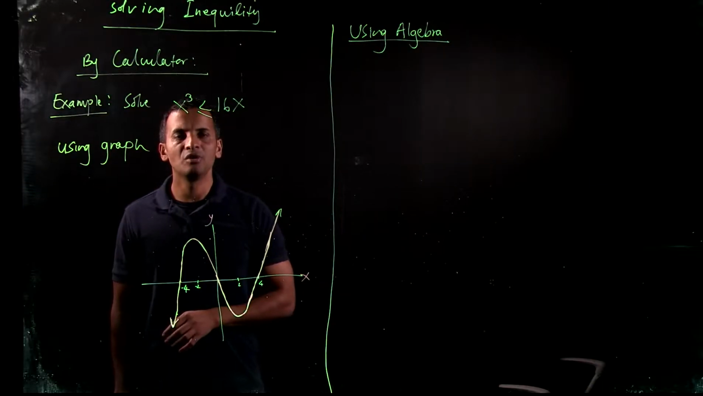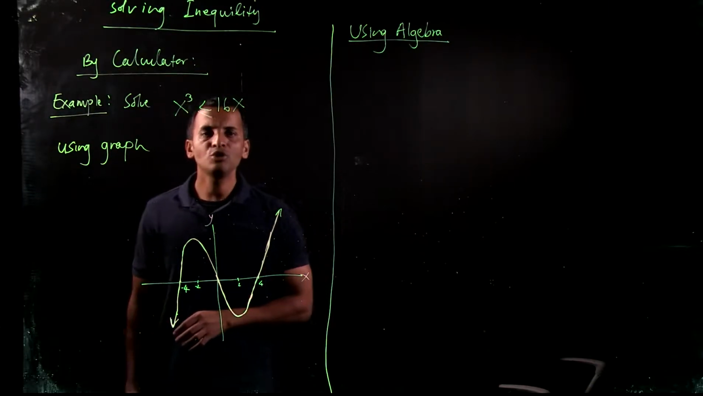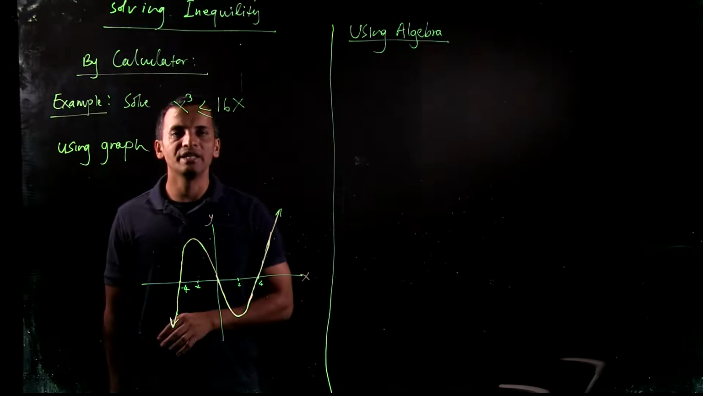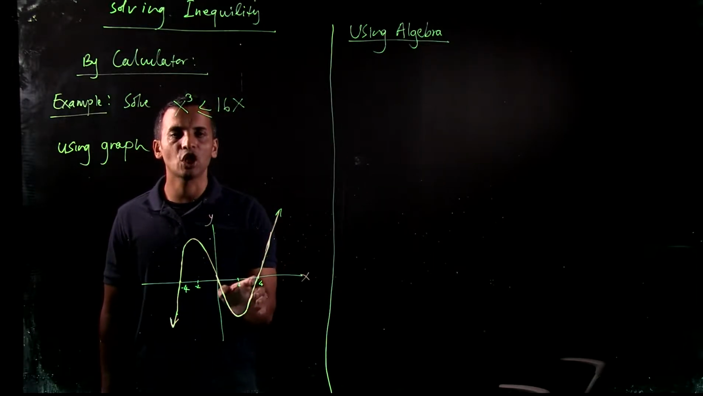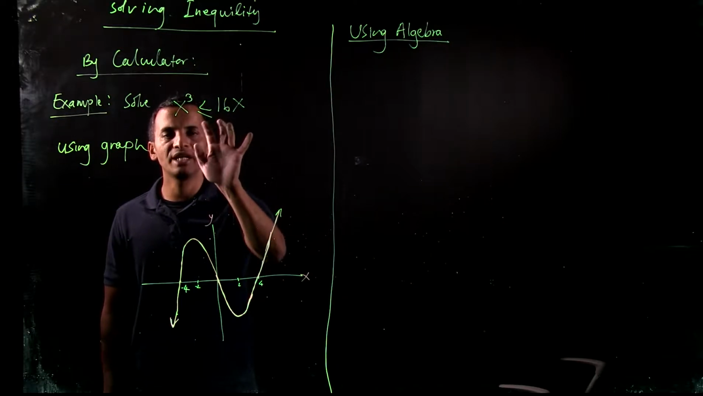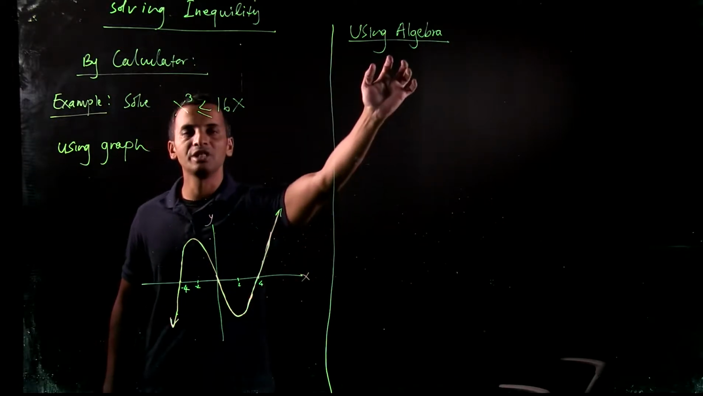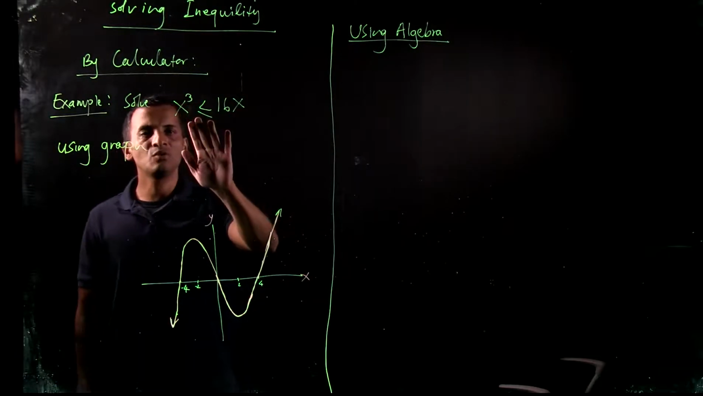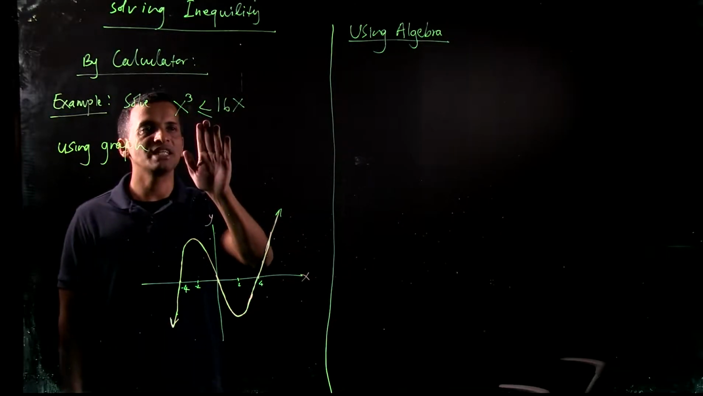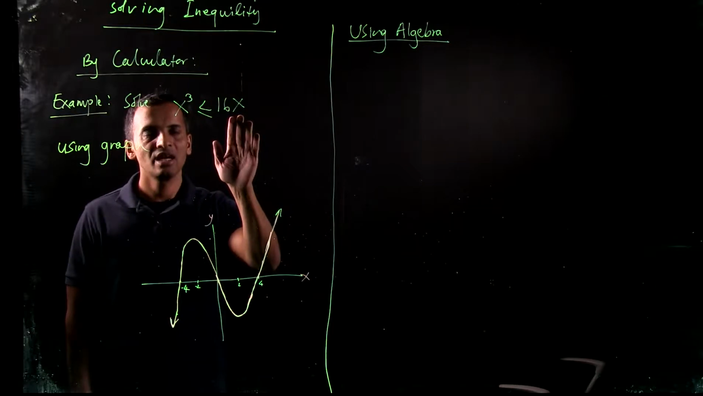Hi, in this video I'm going to show you how to solve an inequality using different methods. We'll be discussing how to solve an inequality using a graph and using algebra. First of all, here the inequality is x cubed is less than or equal to 16x, and you want to solve for x.